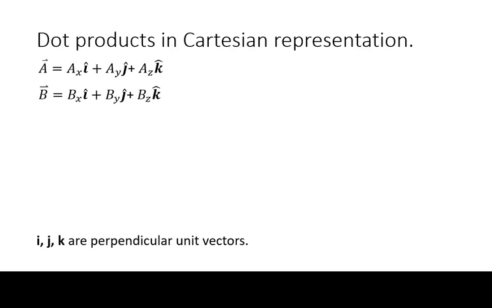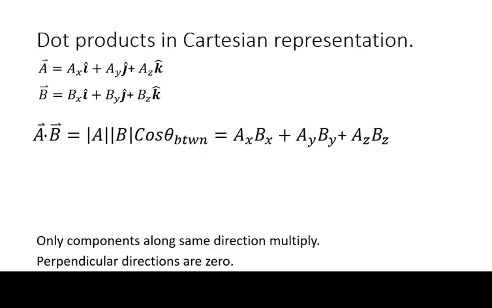If your vectors are given in component form, ijk representation, then the result will be the sum of the product of like components. Unlike components cancel out because they are perpendicular to each other.